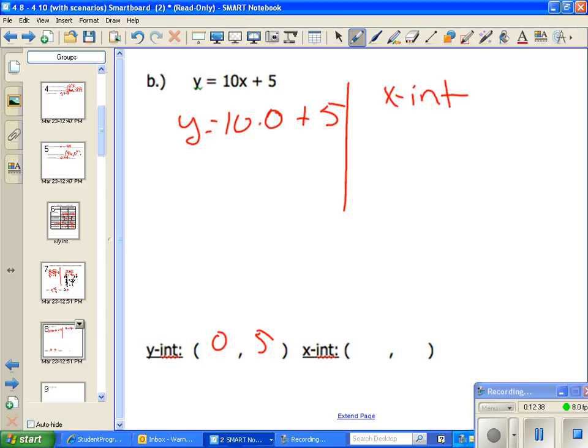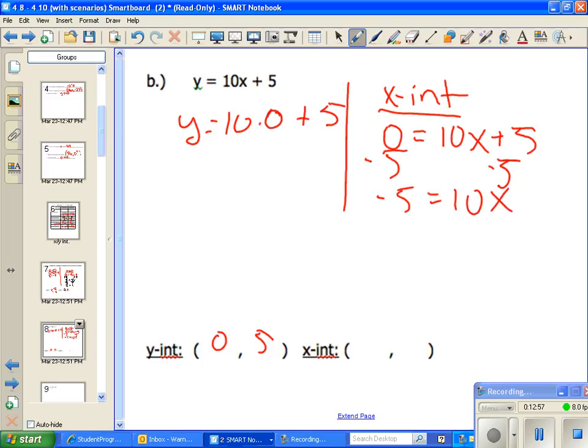X-intercept. Where do you put 0, Melanie? Good, put it in place for y. Mackenzie, how would you solve this? Very good. You would subtract 5 from both sides. Negative 5 equals 10x. And then lastly, you do what, Nicole? Divide by? Not negative 5, by 10. You divide both sides by 10. So your ordered pair would be negative 1/2, comma 0, or negative 0.5, comma 0. Questions on B?